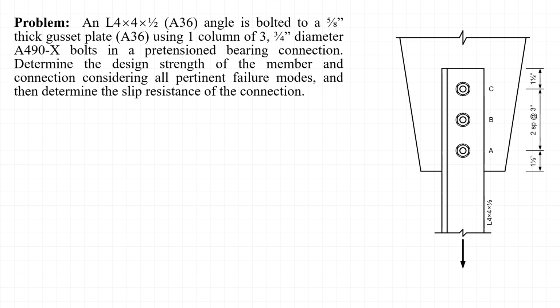I'll start off by calculating the shear strength of an individual bolt, which, at the nominal level, is taken as the nominal shear stress F sub nv times the nominal unthreaded body area of the bolt, A sub b. Note that I am using the notation lowercase r sub n to indicate the strength of an individual bolt. Later, we'll add the strengths of the 3 bolts together and then use the notation uppercase R sub n to indicate the strength of the entire bolt group.